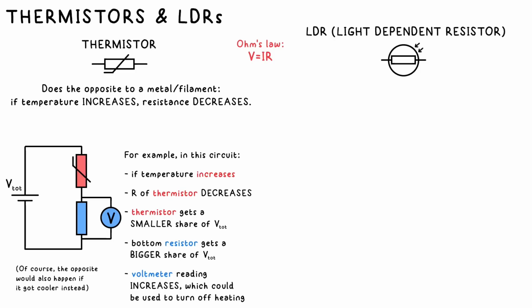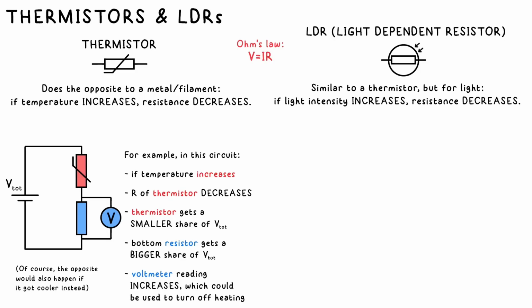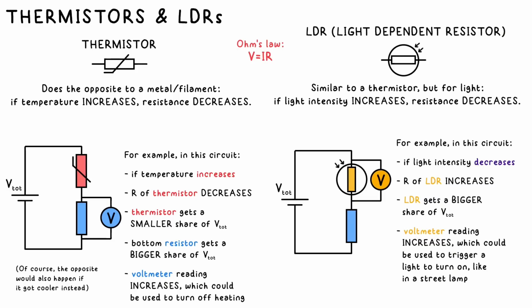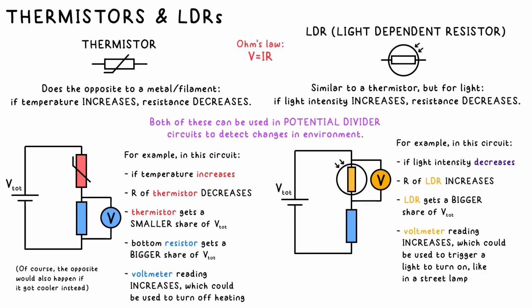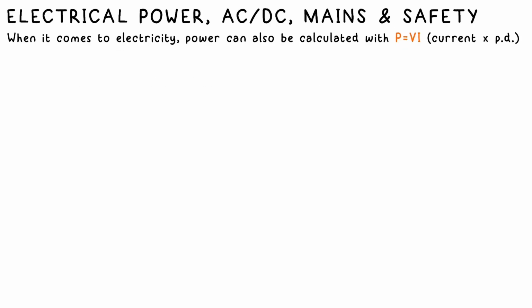An LDR is a light-dependent resistor, very similar to a thermistor, but resistance goes down with increased light intensity, not temperature. So this circuit could be on the top of a street lamp. Light intensity goes down, resistance of the LDR goes up, as does its share of the voltage. This could then be connected in some way to the light bulb, so it turns on as it gets dark. We know from earlier that power is the rate of energy transferred, so energy divided by time. However, when it comes to electricity, we can also calculate it with this equation too. P equals VI, power equals voltage, PD, times current.